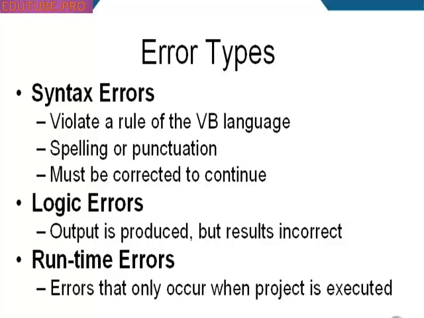Logic errors are more difficult to spot. That is because output is being produced, but the results are not correct. It is up to you as the programmer to carefully check the output of your program to make sure that it is producing the correct and desired results. Runtime errors are errors that only occur while the project is being executed. An example of this type of error may be when you're trying to access a file and the wrong file name is provided, or perhaps the file is not available.